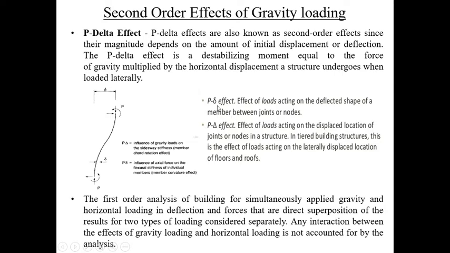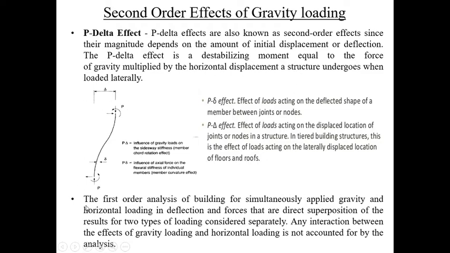Now here one more you can see is P into small delta. This P into small delta is nothing but the deflected shape from the joint nodes. So P is the force acting, the gravity loads, and the small delta is a deflected shape. That is the P delta effect here. But what we study here is the P capital delta effect. Here we can see the maximum deflection from the axis of the walls or the column.